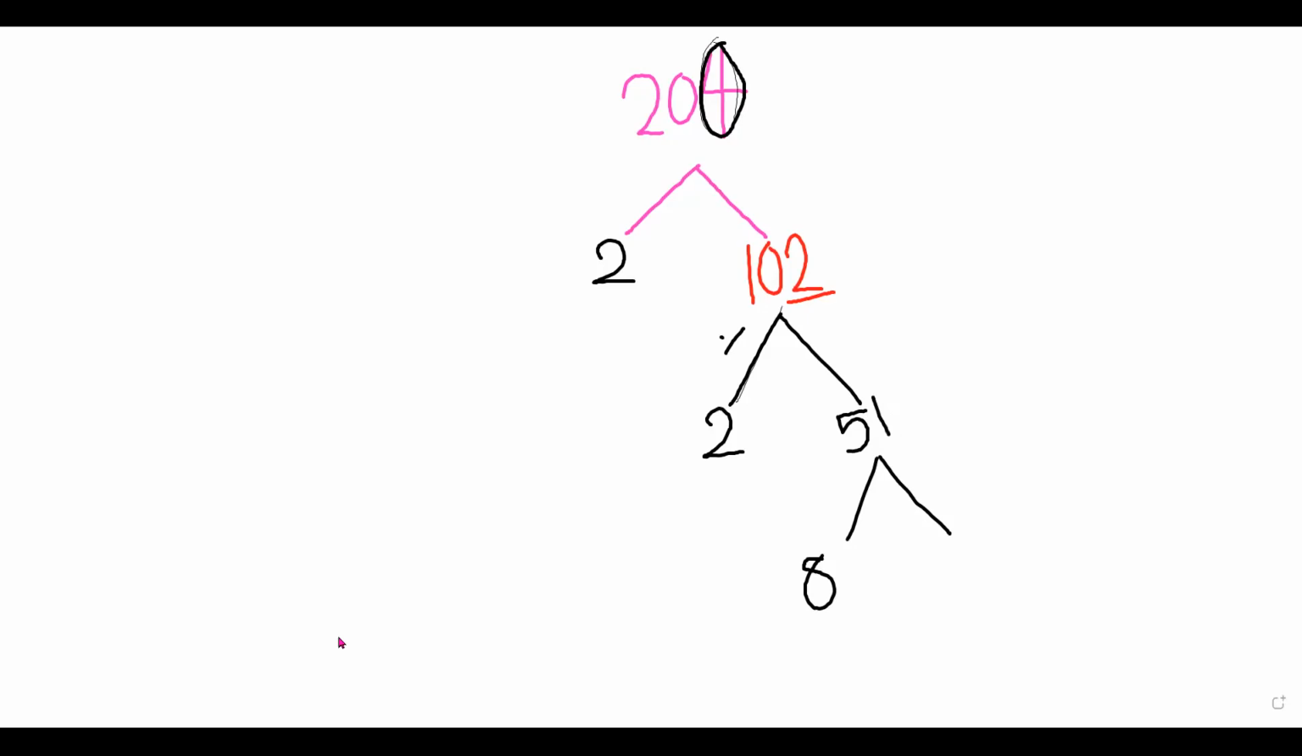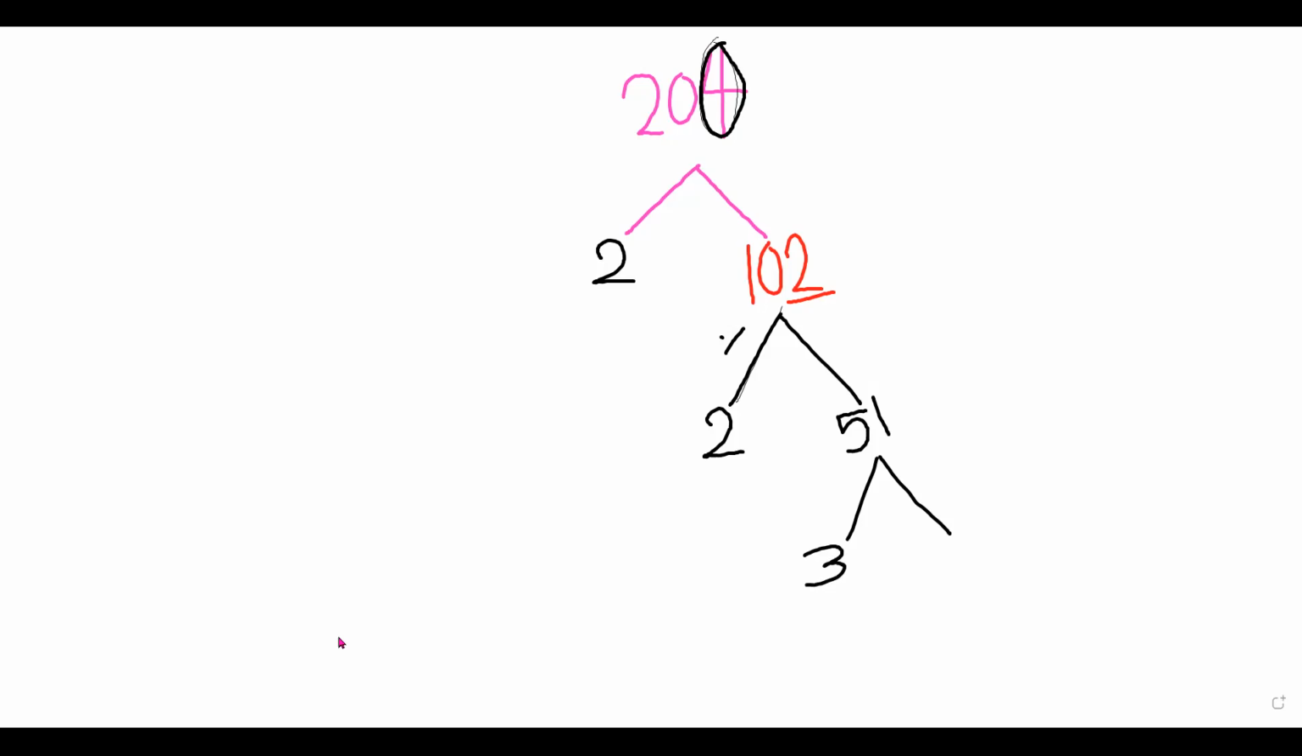So now 51. Look at 51 here. Does it start with an even number? No. Now the second rule. Add the digits. What is the summation of the digits? 5 plus 1. 5 plus 1 is 6. Is it a multiple of 3? Yes. Because it's a multiple of 3, it means it can be divided by 3.